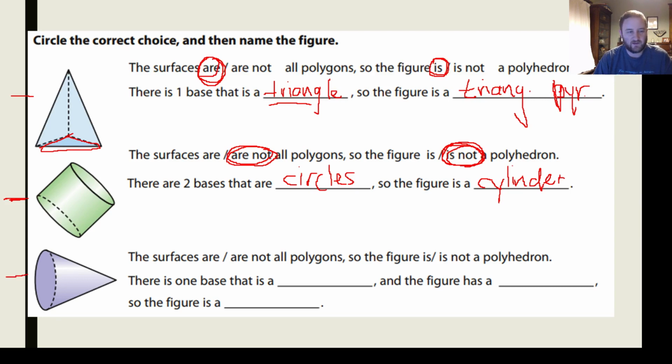Alright, and the last one on this slide. The surfaces are all polygons or not all polygons? Well, here we've got a circle for a base, so we know that it is not all polygons, so this is not a polyhedron. And then there's one base that is a circle. And the figure has what's this called? Anybody remember when it comes to a point? That's called a vertex. So this figure is called, I'm sure you guys are already thinking of it, a cone. Okay.